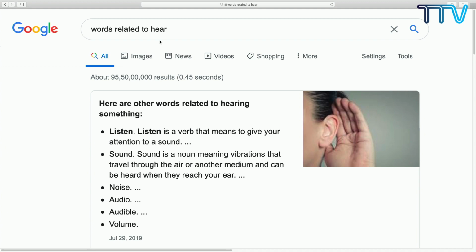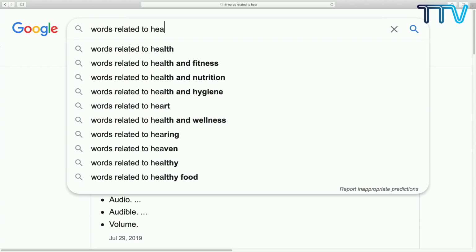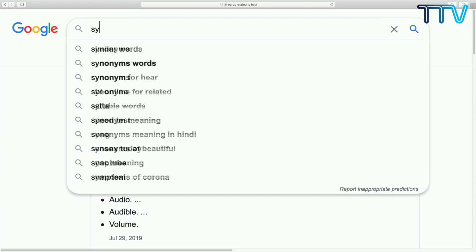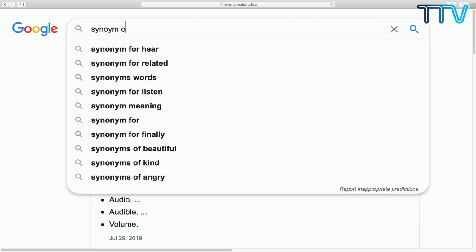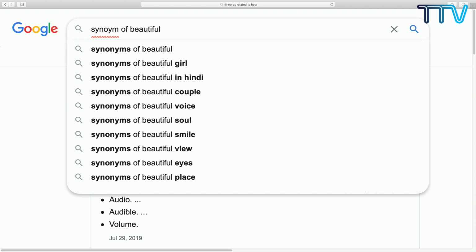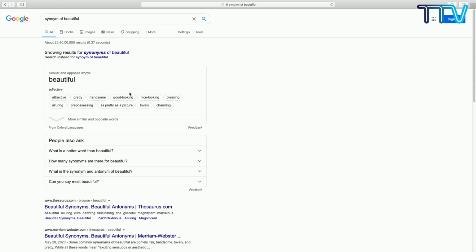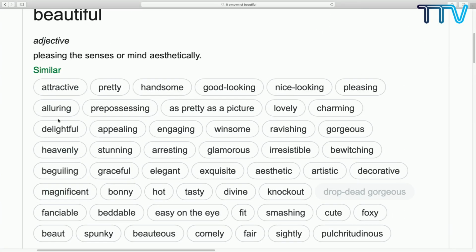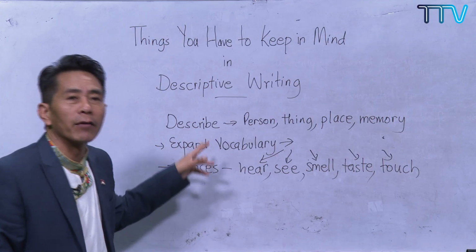For example, one more. Now, if you know the word dirty, or for example, beautiful. If you keep on writing the word beautiful again and again, your writing would not look beautiful. So you just try to find the synonym of beautiful. If you try to find the synonym of beauty, there will be so many words. So, instead of using the word beautiful again and again, why don't you try one of these words? This is what I mean by expanding your vocabulary.